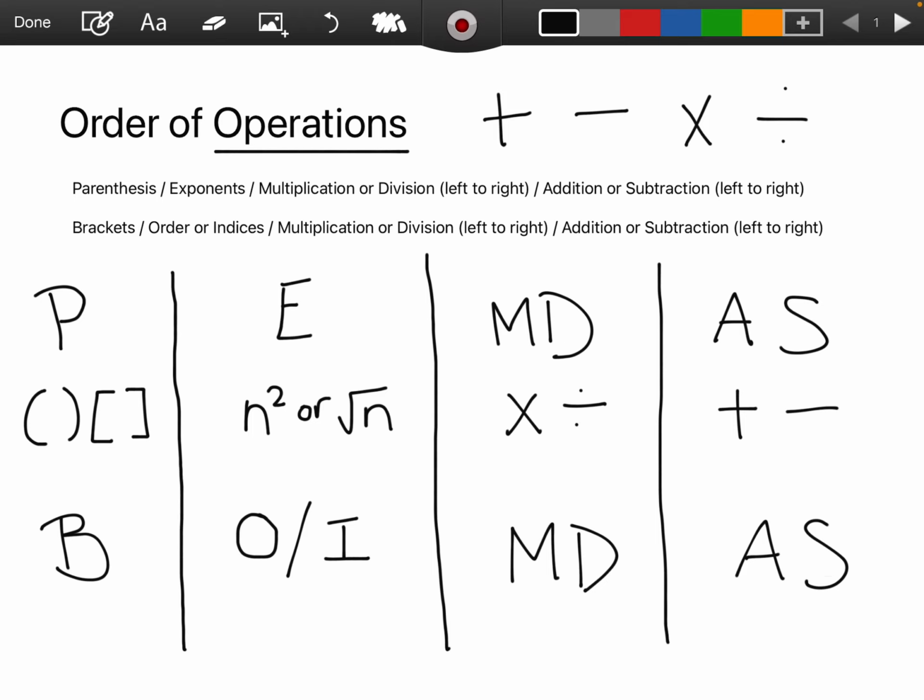Same thing with addition and subtraction. Once you're done with all the multiplication and division, then you can move on to addition and subtraction. Same thing from left to right. Just because the A comes before the S in the acronym does not mean you do addition first. You have to do addition and subtraction in order of which it comes in from left to right in the math problem. So let's move on to some examples.